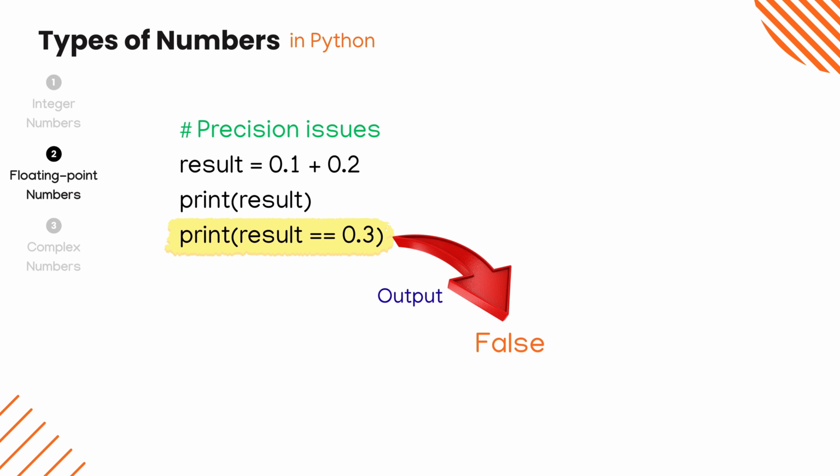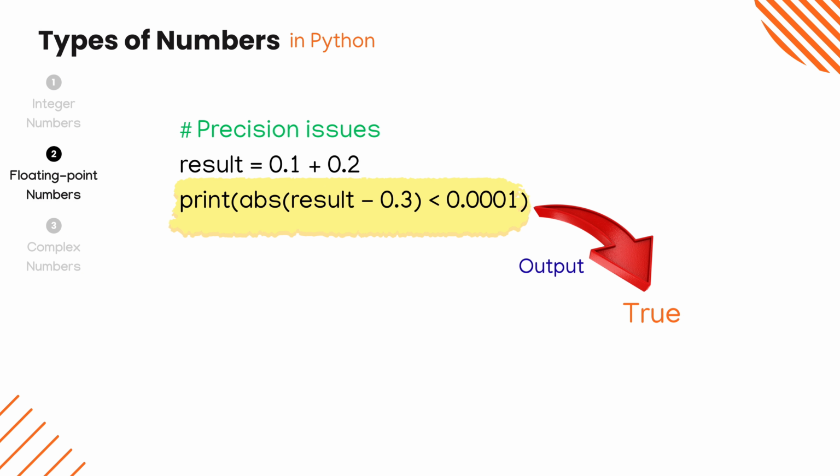So if we do a comparison, we get false. The solution is to check if they are close enough. Check if the absolute difference is less than a small number. This is a much safer way.